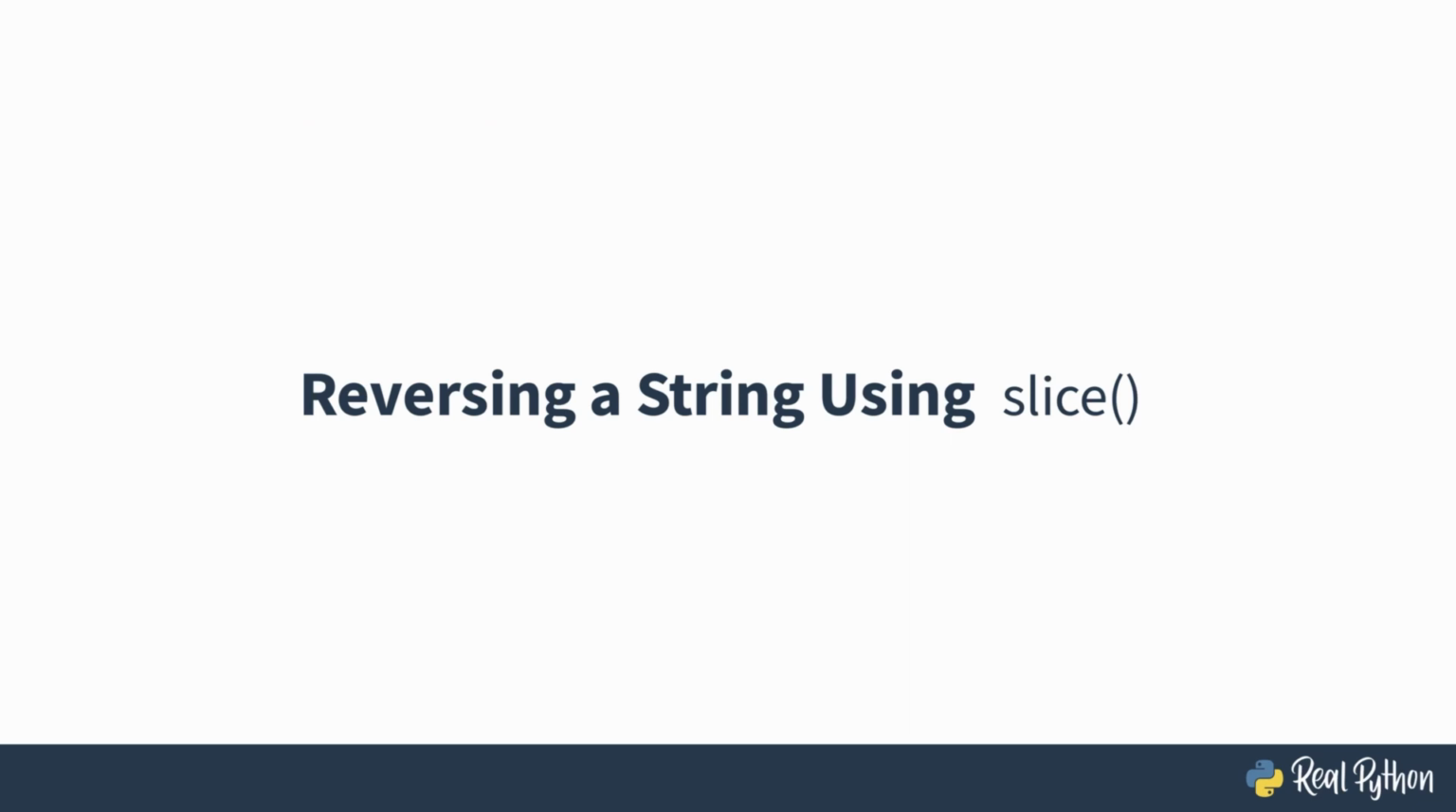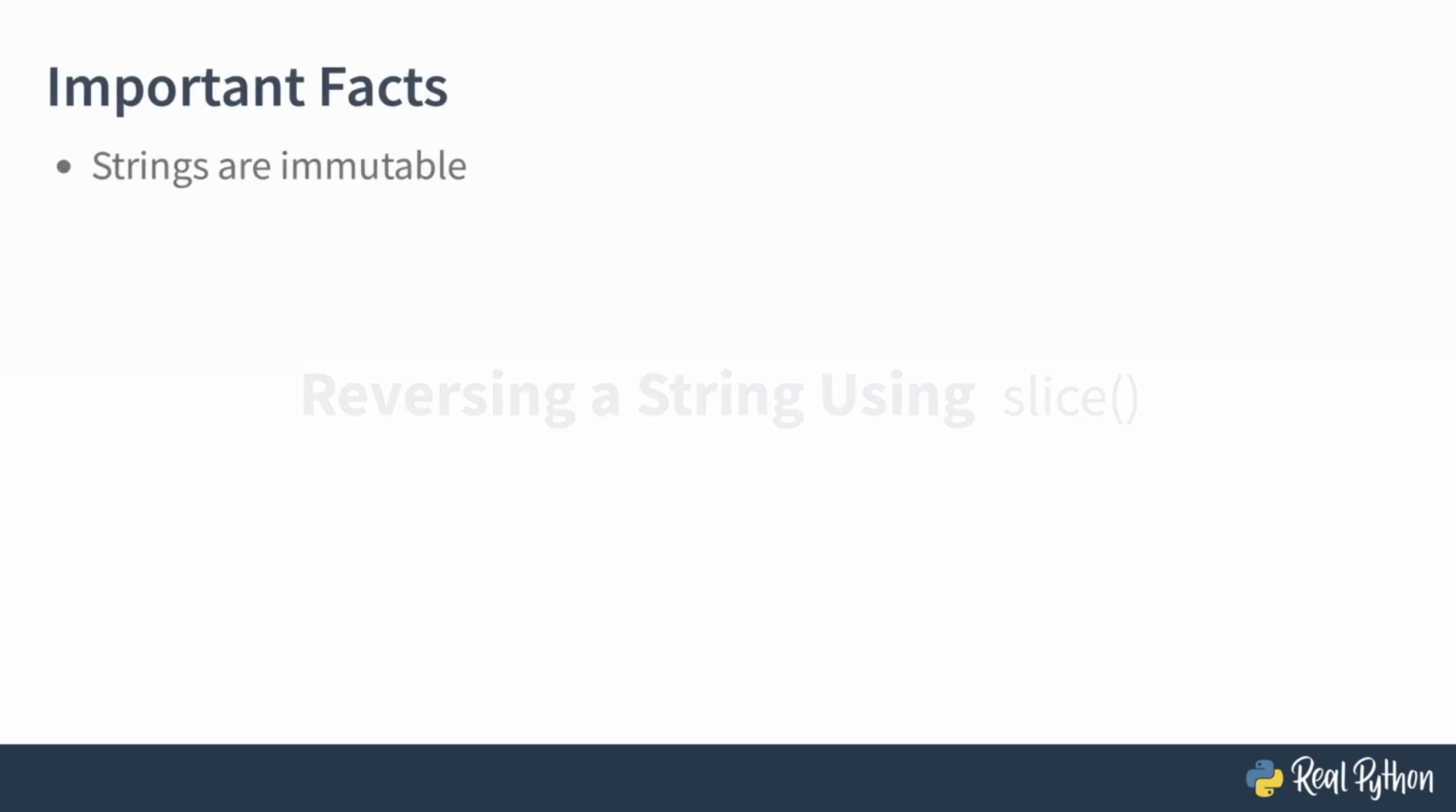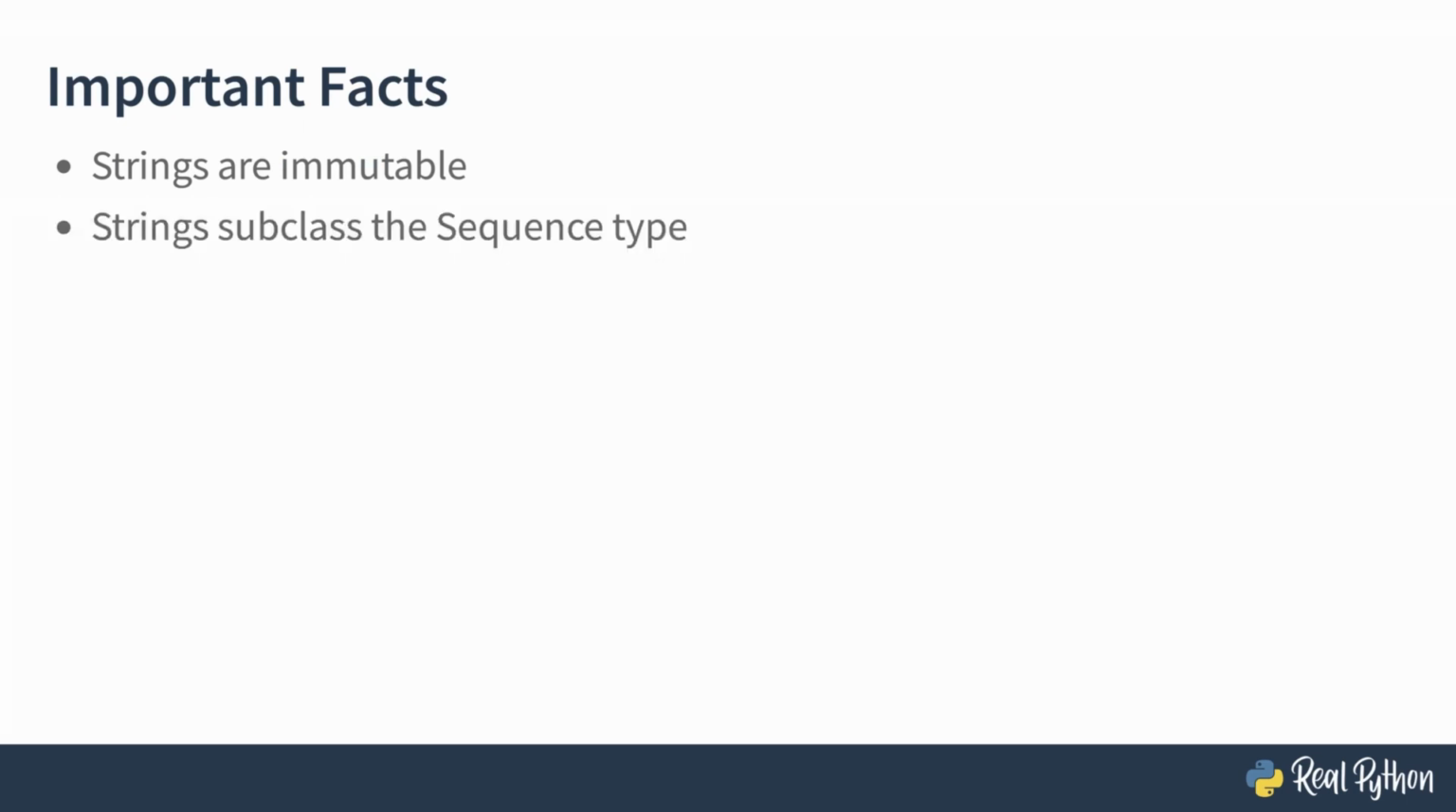In this lesson, you'll learn how to reverse a string using slicing and indexing. So what is a string? The Python documentation describes strings as an immutable text sequence type. What exactly does this mean?